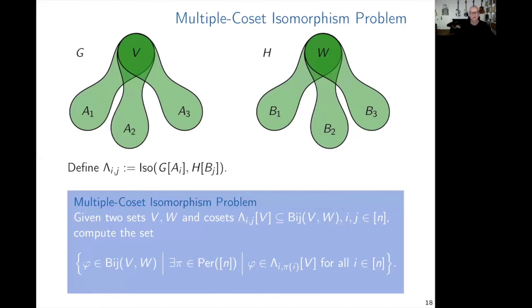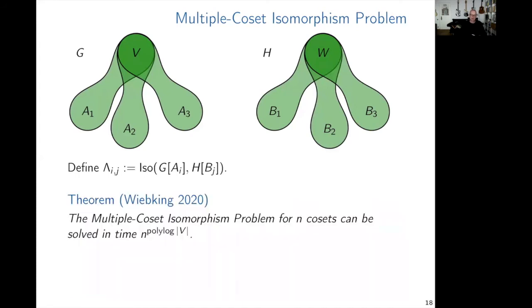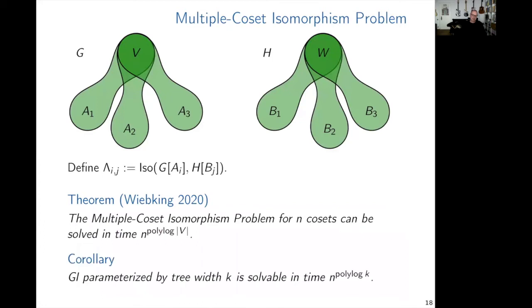That's the problem we need to solve if we want to merge, and that's a difficult problem, but Daniel solved it, okay? And this implies that GI parameterized by tree width k is solvable in time n to the polylog k.